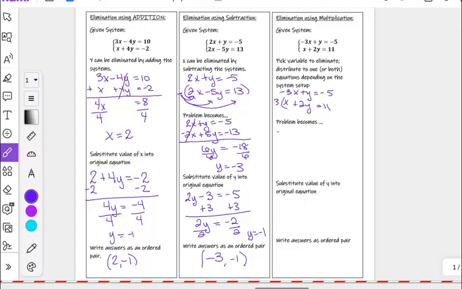So the problem becomes negative 3x plus y equals negative 5. 3 times x is 3x.